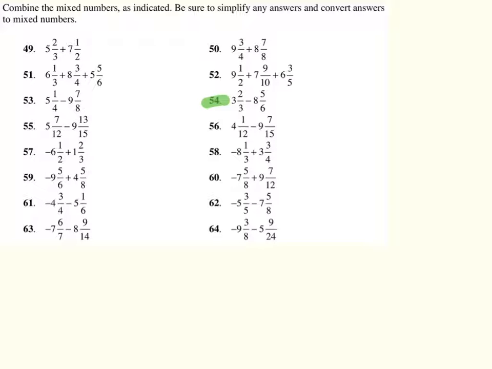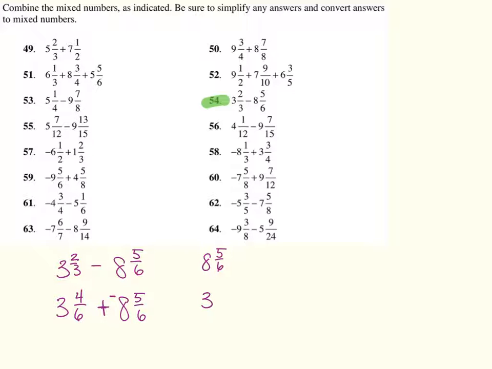Number 54, let's write this on our paper. 3 2/3 minus 8 5/6. Common denominator between 3 and 6 is 6. So let's make our adjustments. Three goes into 6 twice, so therefore 2 times 2 is 4. And then minus becomes plus, and turn the next number into a negative. So it's plus a negative. Again, I'm going to do the stacking method with the bigger number on top.